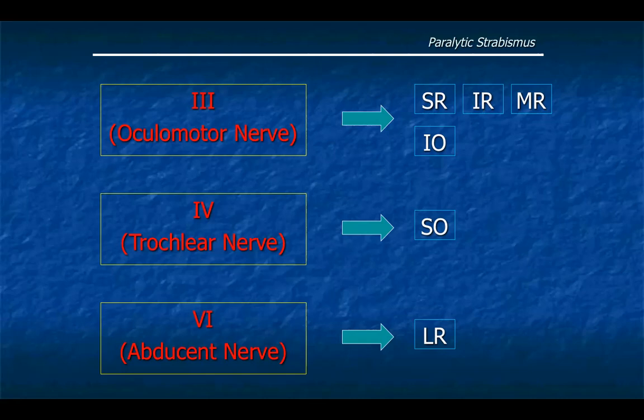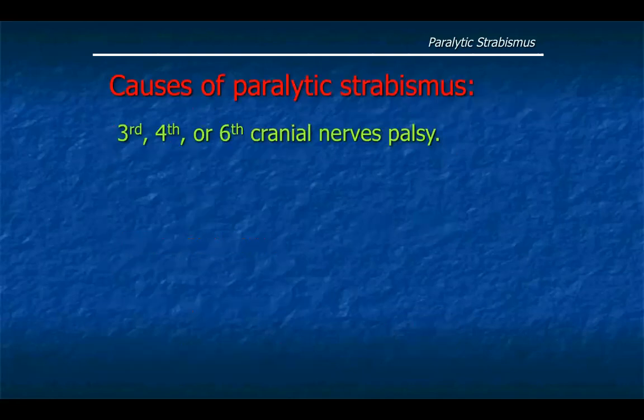The fourth cranial nerve or the trochlear nerve supplies the superior oblique, and the sixth nerve or the abducent nerve supplies the lateral rectus. So any of these nerves could be affected and could be a cause of paralytic strabismus. So causes of paralytic strabismus is third, fourth, or sixth cranial nerve palsy.